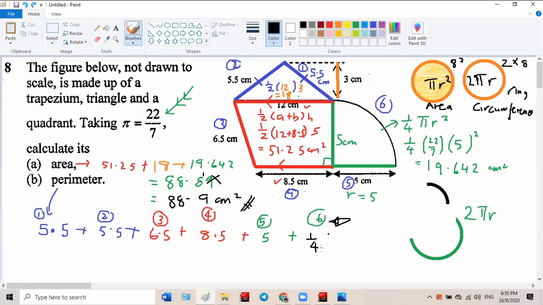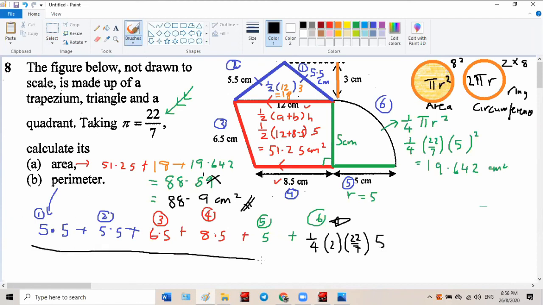2 times 22 over 7. What's the r? Given or not? Tell me lah. 5. Okay, after that, I don't really care. You put your calculator for all this added together and you give me the answer. That's all.